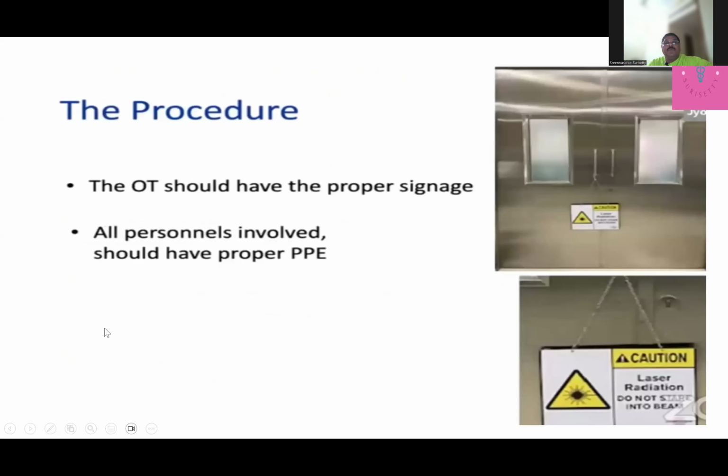So before doing the laser procedure, we have to see that the OT has the proper signage, so that nobody will enter the operation theater. A caution will be there: laser radiation, do not enter. All personnel involved should have proper personal protection equipment when they are present in the operation theater during the laser surgery.